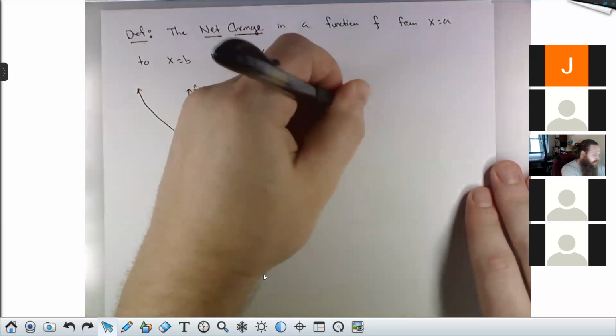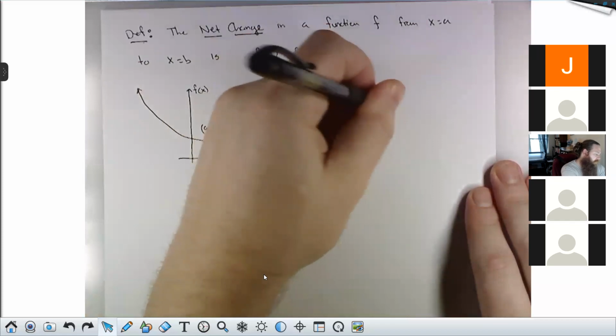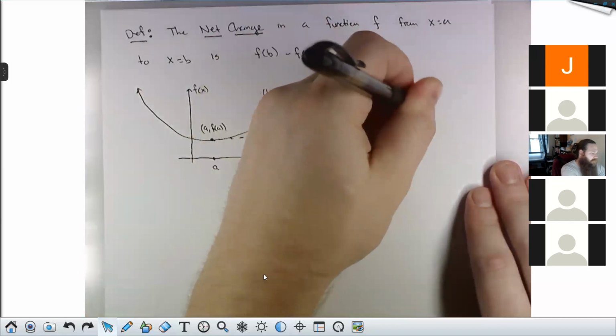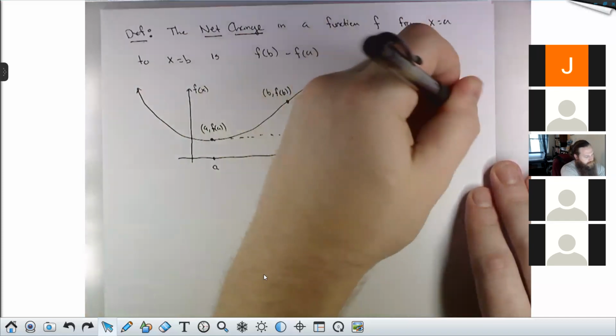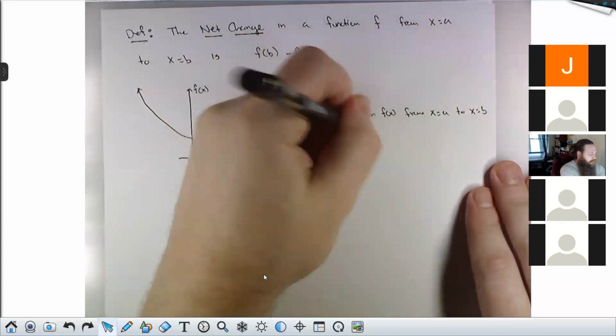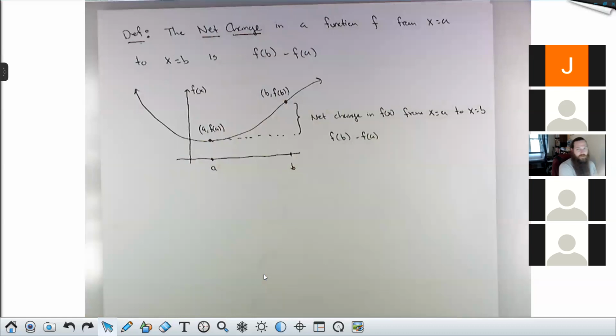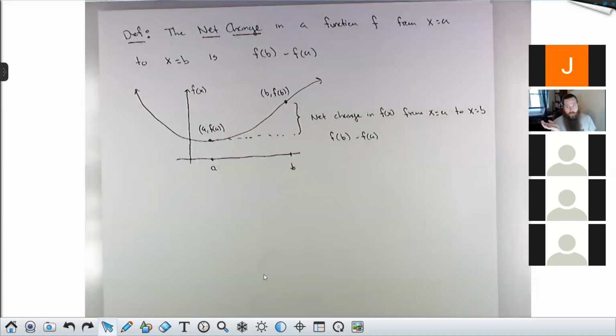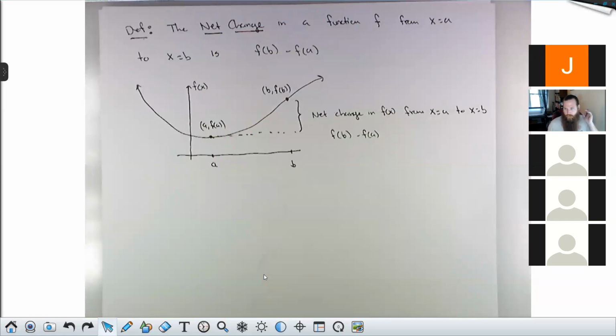This is the net change in f of x from x equals a to x equals b, which is f of b minus f of a. So I think, how much did the function change? The output from the function. As x goes from a to b, how much did the function grow or shrink overall? Net change is not terribly useful, if I'm honest, but it is a building block for something called average rates of change, which are very useful and very important down the road.